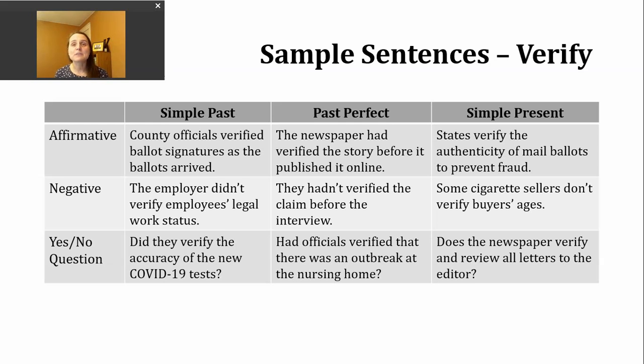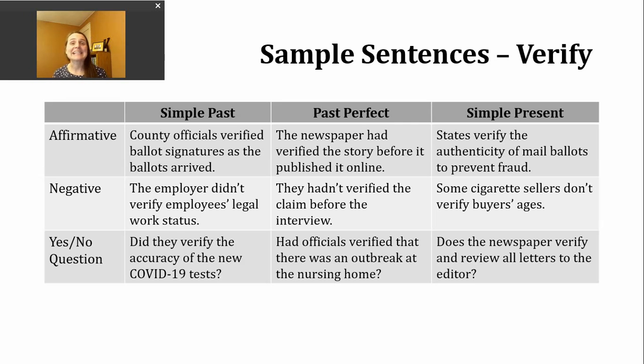You might hear native speakers use the contraction form hadn't and then the participle form. Here's an example sentence. They hadn't verified the claim before the interview. So again, we're going back to this meaning of checking the accuracy, checking the truth of a statement. And we're using the noun form, claim, that we discussed earlier this week.